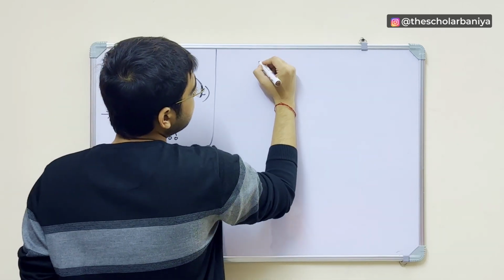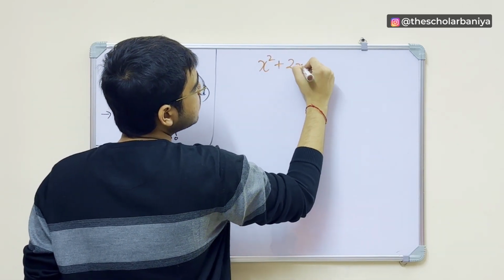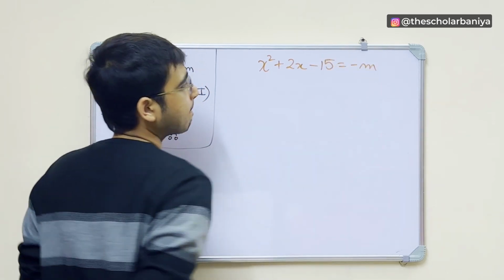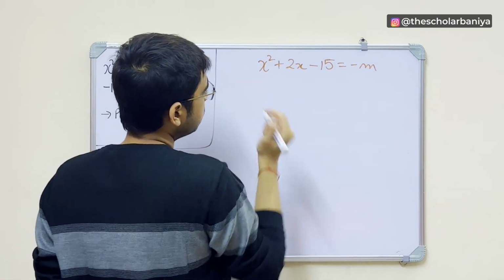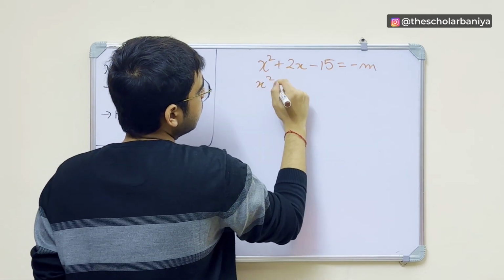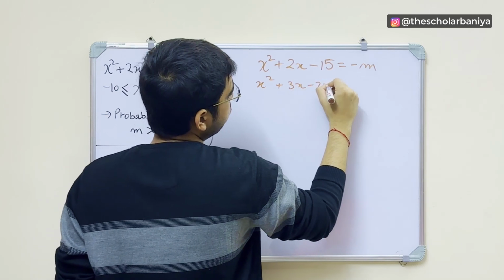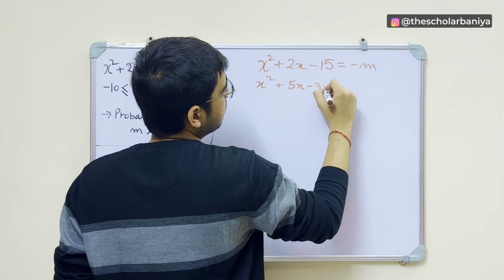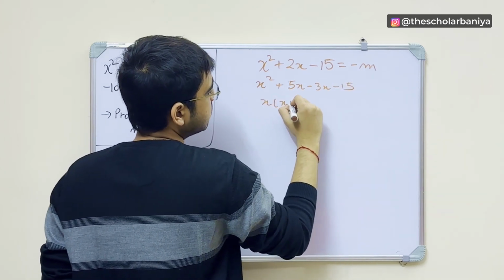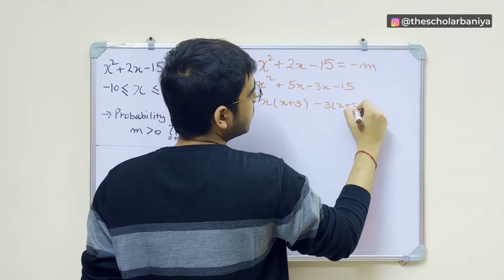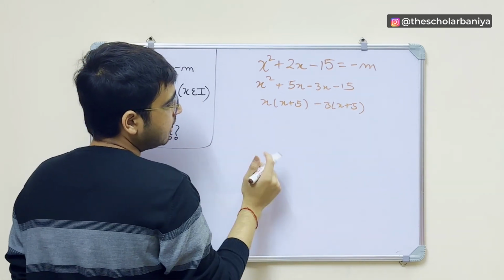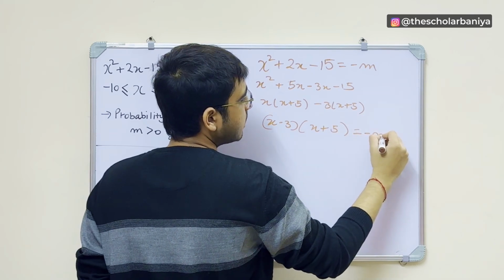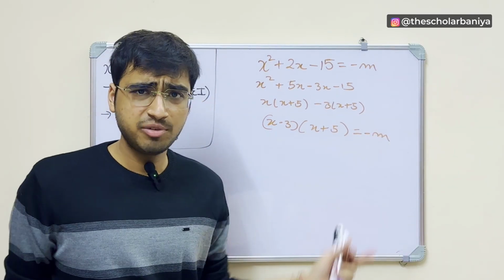So we are given that x square plus 2x minus 15 is equal to minus m, right? If we factorize this, it will be x square plus 5x minus 3x minus 15. So x into x plus 5 minus 3 into x plus 5. Again, I'm doing this just to show you, otherwise it can be done directly. So x minus 3, x plus 5 is equal to minus m. I hope this is pretty clear, right?